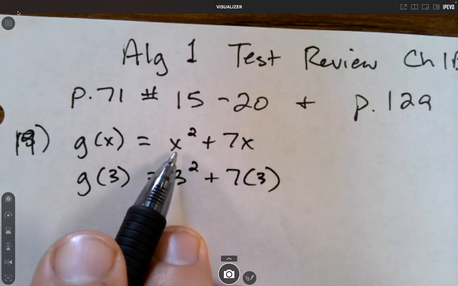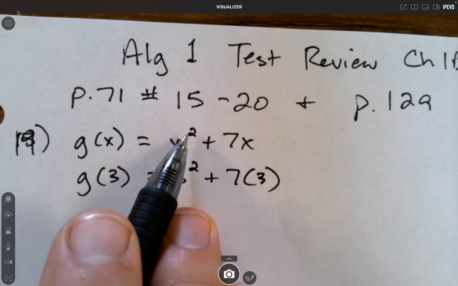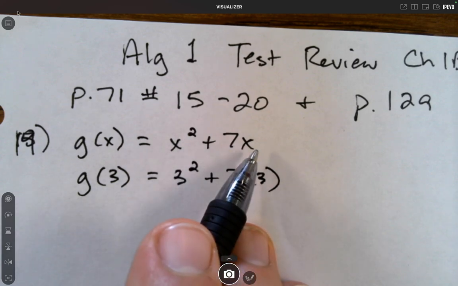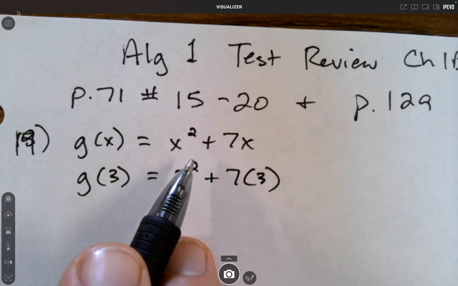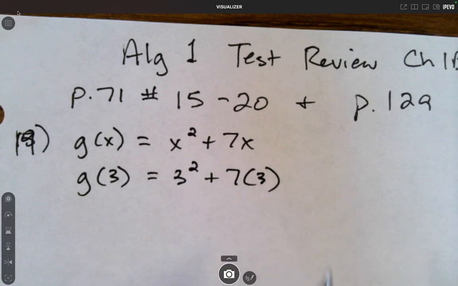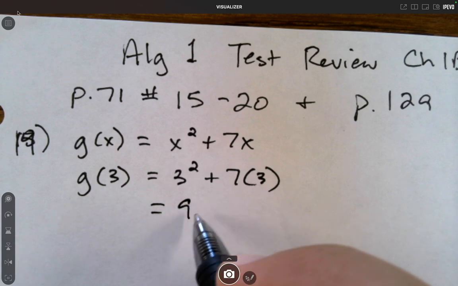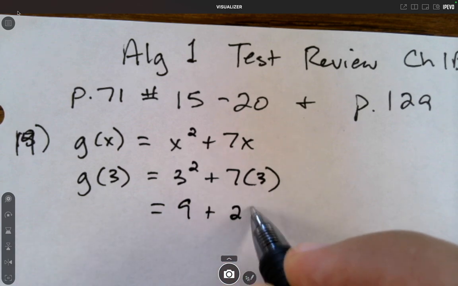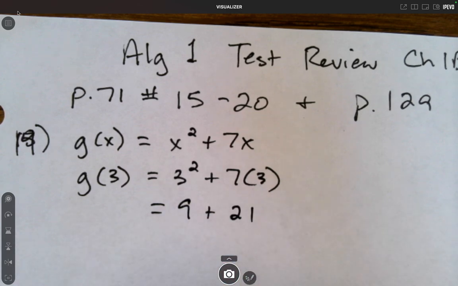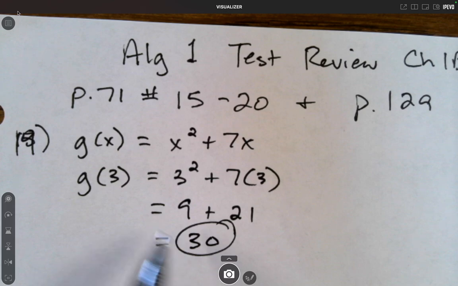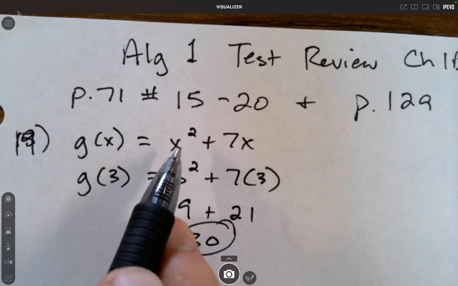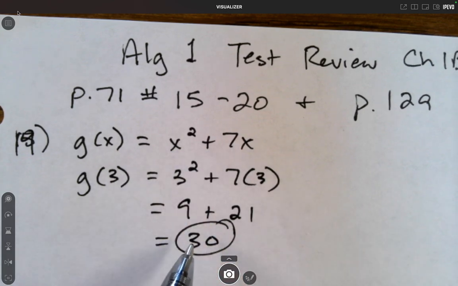So in the function, x gets squared, and then you add 7 times x. So we're going to say, 3 squared plus 7 times 3. 3 squared is 9. 7 times 3 is 21. And 9 plus 21 is 30. So g of 3 is 30. When 3 is the x value for the function, the result, the y value, is 30.